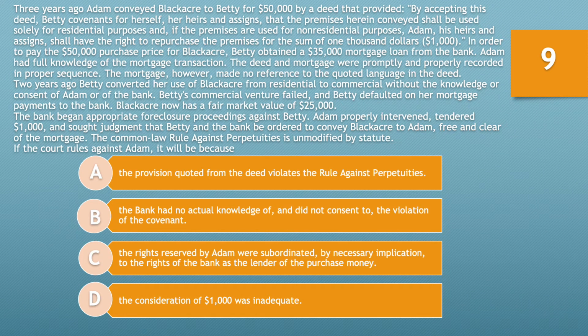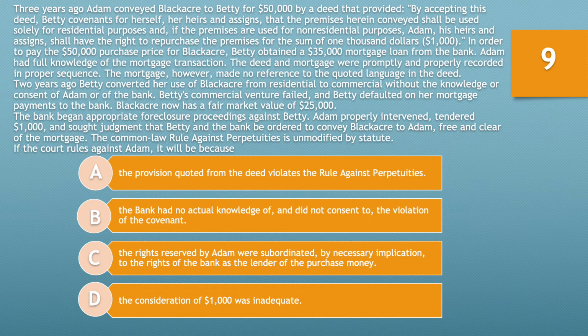Question number 9. 3 years ago, Adam conveyed Blackacre to Betty for $50,000 by a deed that provided, by accepting this deed, Betty covenants herself, her heirs, and assigns that the premises herein conveyed shall be used solely for residential purposes, and if the premises are used for non-residential purposes, Adam, his heirs, and assigns shall have the right to repurchase the premises for the sum of $1,000.